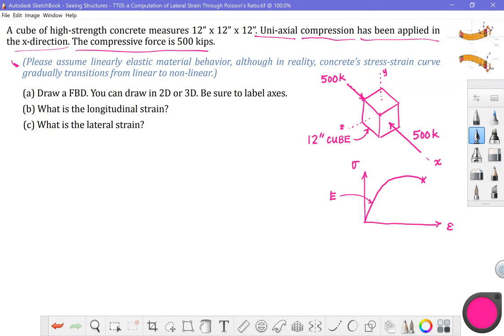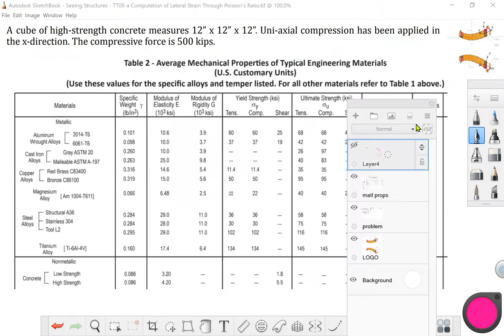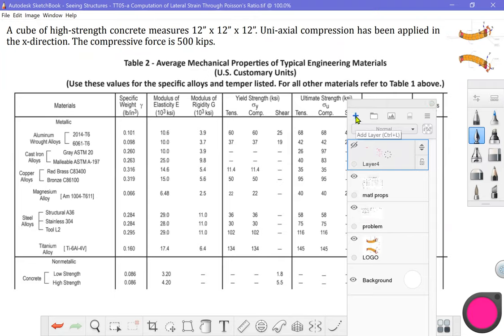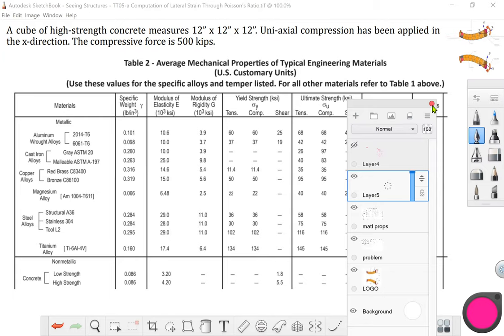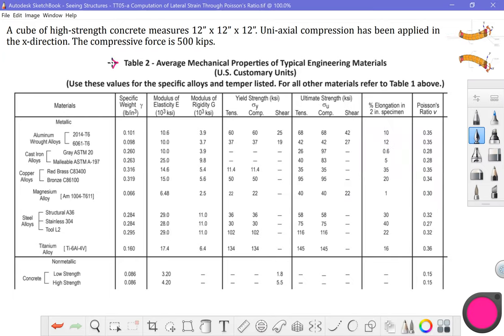All right, I'm going to go ahead on another layer. I have the material properties table queued up. And this is in the Fundamentals of Engineering equation book that's used for the Fundamentals of Engineering exam. This is table 2, average mechanical properties of typical engineering materials, US customary units. And use these values for the specific details listed here. And then if you want more generics, you go to a different table. And over here in the materials column, we have metallics up here, and then all the non-metallics are down below. And the table continues, but I cropped it off just to show what we needed.